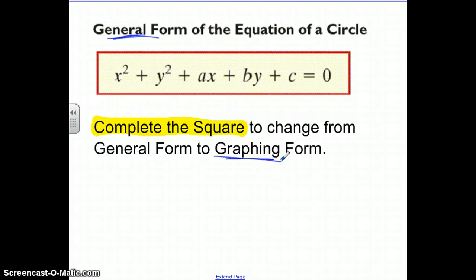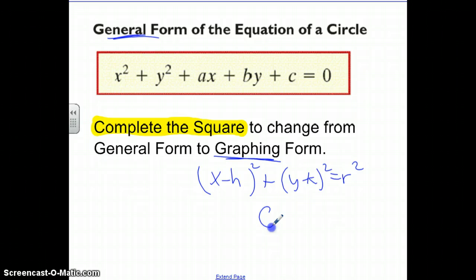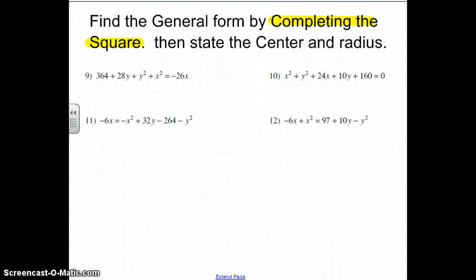We want to move from general form into graphing form, and the graphing form is (x minus h) quantity squared plus (y minus k) quantity squared equals r squared. This is the graphing form that we can easily pick off the center and the radius, the center being h and k, and the radius being r. So we're going to learn how to complete the square so we can move from one form to the other.